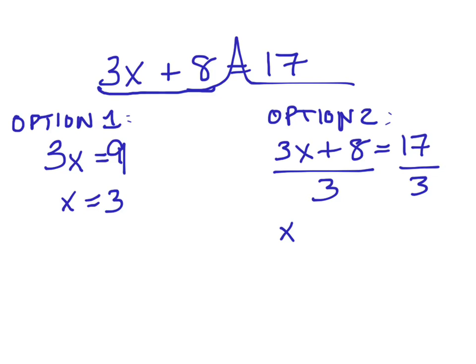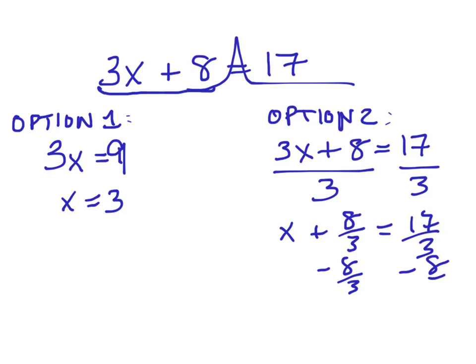All right, so that would give us an x plus 8 divided by 3, we'll leave that as 8/3, and on the right we'll leave this as 17/3. And then next you would subtract 8/3, so we would have x equals 9/3, or 3. So same answer, just 2 different options for working this problem.